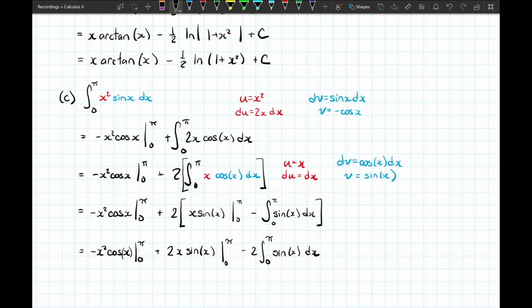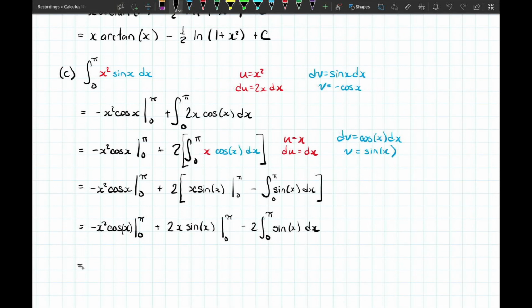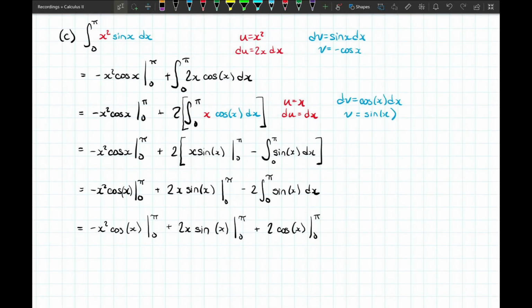And notice that this first term is evaluated from 0 to pi. This second term is also evaluated from 0 to pi. And this integral is evaluated from 0 to pi. So actually, by the time I have found this last antiderivative, I can say that the entire expression will need to just be evaluated from 0 to pi. I could write this entire expression with a single bar at the end, 0 to pi, or put the entire thing in square brackets and evaluate from 0 to pi. But it might be easier to work with this one piece at a time.